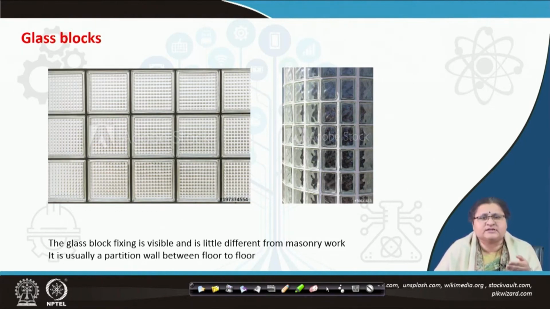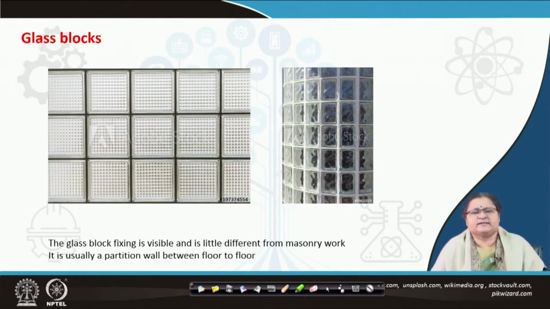It is used usually as a partition wall in between two spaces. So, this is mostly internal application, not much of external application like that of the spider web joint and the glass facade. This can give a grand look. At the same time, you can have a feel of what is happening inside, and you are not actually getting associated with what is happening inside.